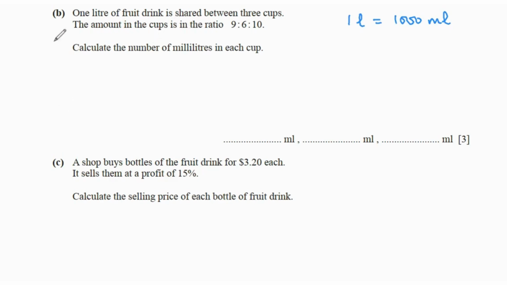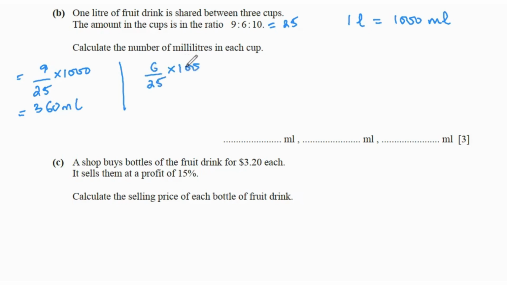So for the first cup, we'll do 9 over 25 times 1,000. Why 9 over 25? Because if we add 9, 6, and 10, that gives us 25. So whatever cup we're talking about, we write that in the numerator, and the sum of the ratio in the denominator. Then we times that by 1,000 in this case. So that's going to give us 360 milliliters.